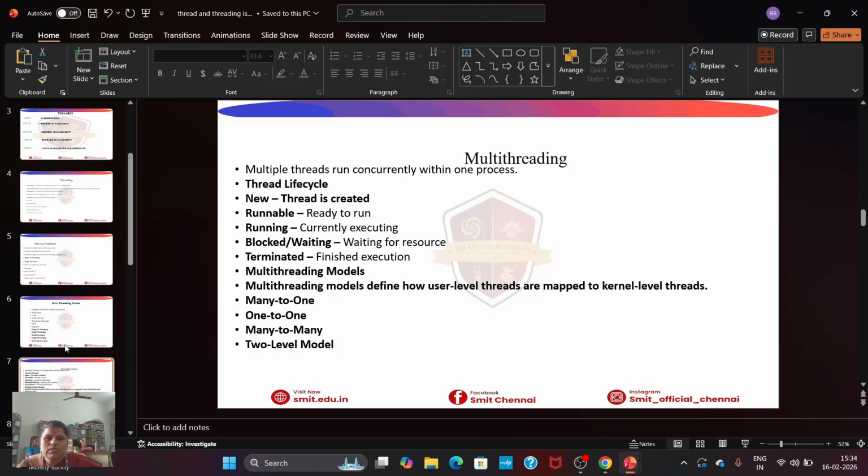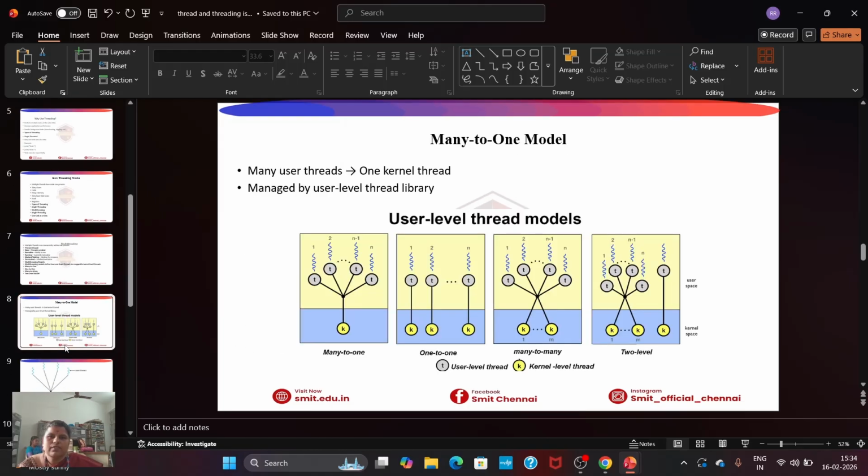Then multi-threading models. Multi-threading models define how user level threads are mapped to kernel level threads. For example, many to one, one to one, many to many, and the two level model. In many to one, many user threads map to one kernel thread managed by the user level thread library. The diagram shows the user level thread models: many to one, then one to one, then many to many, then two level.